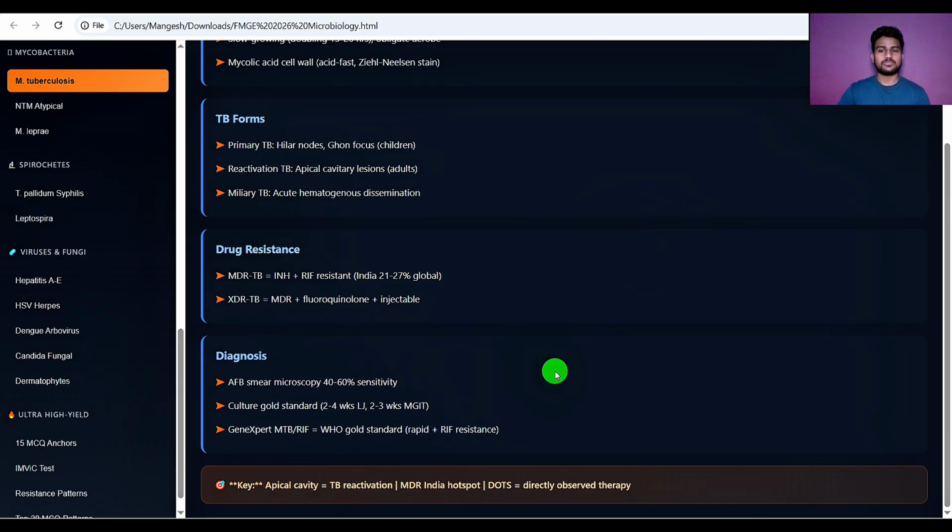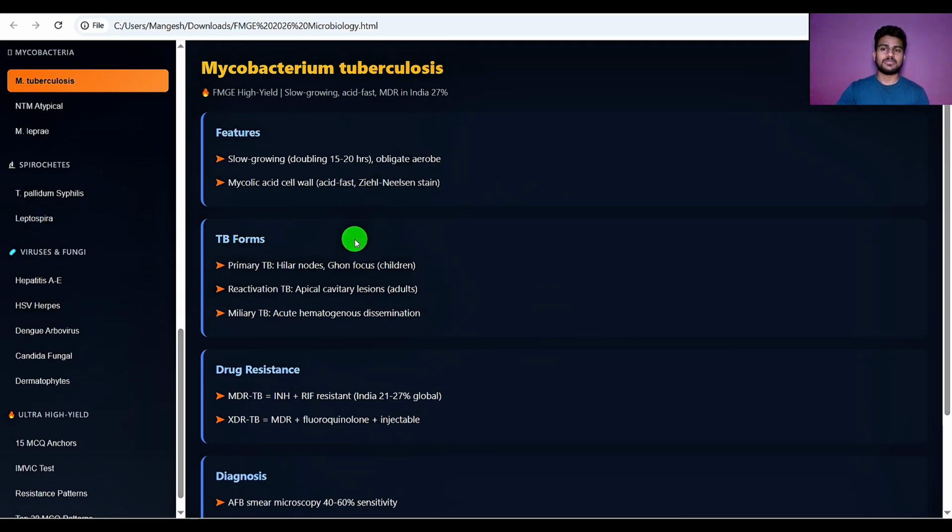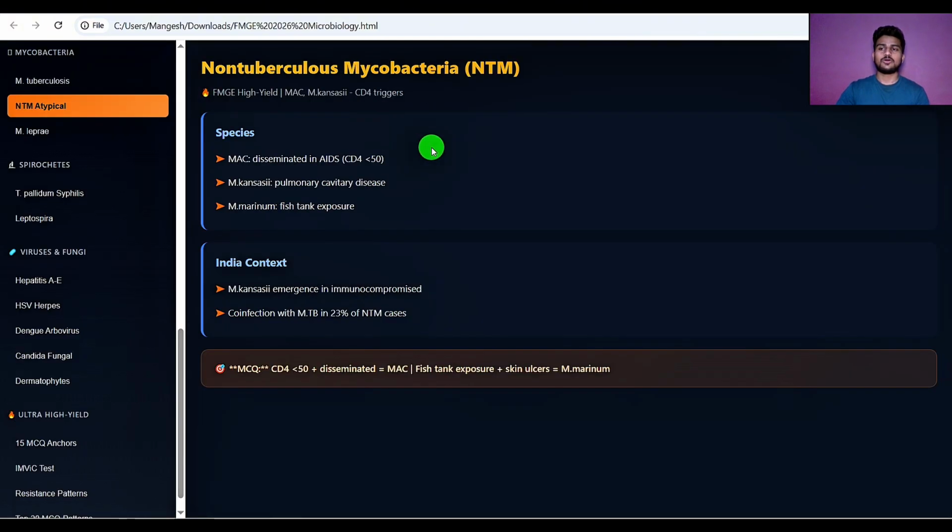For the diagnosis, we use acid fast bacillus smear microscopy. We can also use the culture, that is the gold standard for tuberculosis, and we can also use the GeneXpert, that is the MTB/RIF test. That is another name for GeneXpert, and it not only diagnoses Mycobacterium tuberculosis, but also detects resistance towards rifampicin. So that is why it is considered a gold standard, because it is a rapid diagnostic test plus a resistance test.